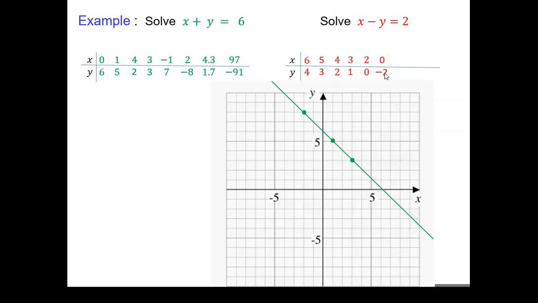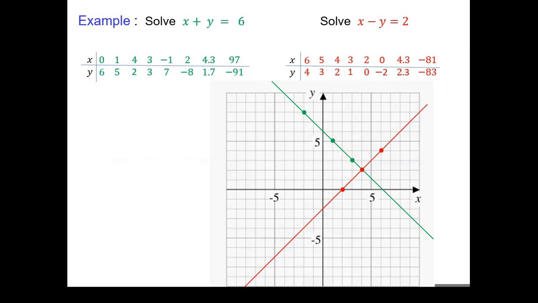0 minus negative 2 gives me 2. 4.3 minus 2.3 is 2. Negative 81 minus negative 83 is 2. It doesn't matter what values you pick, as long as the two values subtract to give 2. And again, if we were to plot each of these values, we would see quite a few answers as well. And therefore, this is going to form a line if we connect all of the values that end up working.